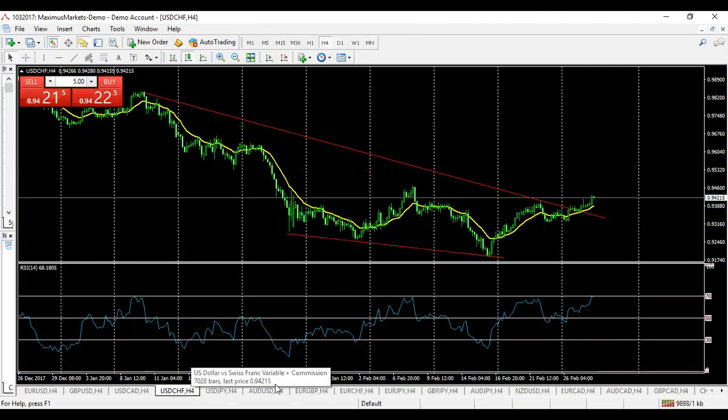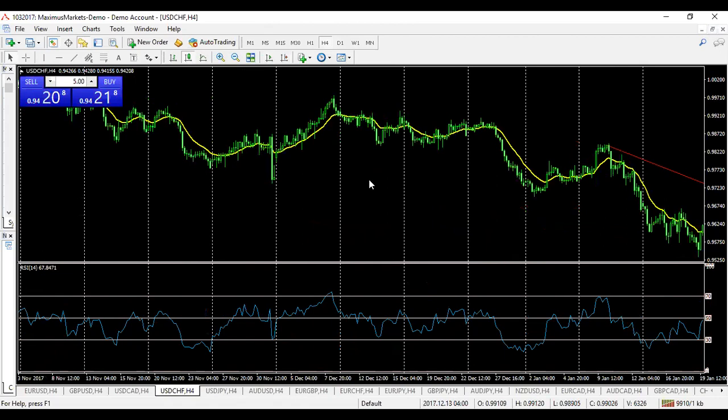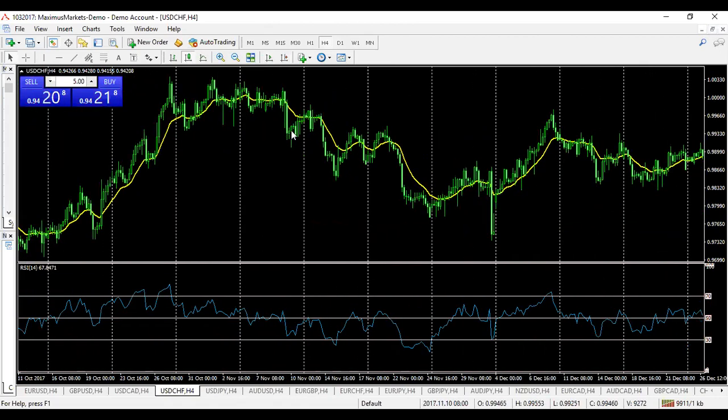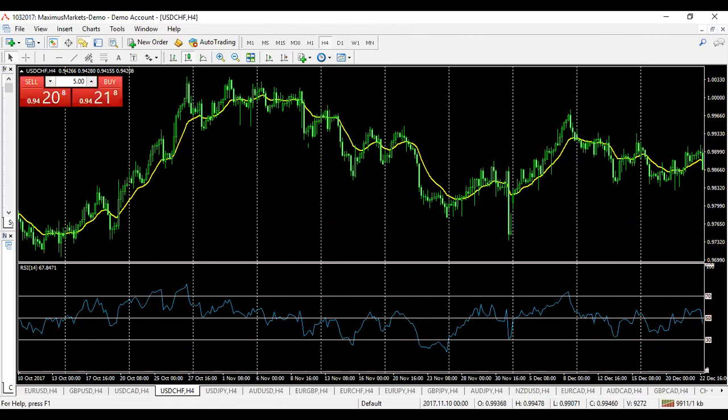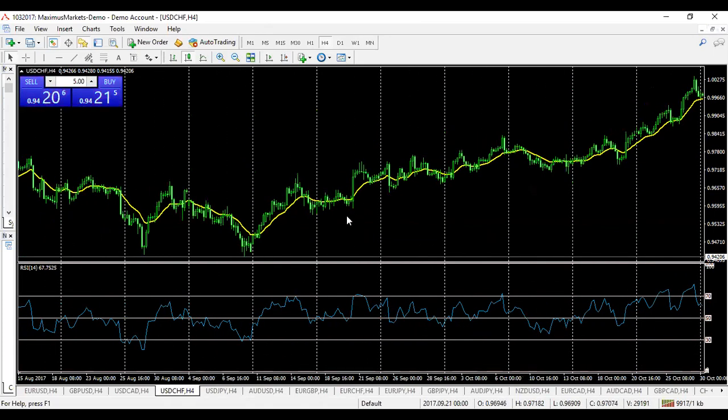The next thing is channels. Channels is almost like the same thing as trend lines. The difference between channels and trend lines is that a trend line is only a single line, while a channel is two lines.